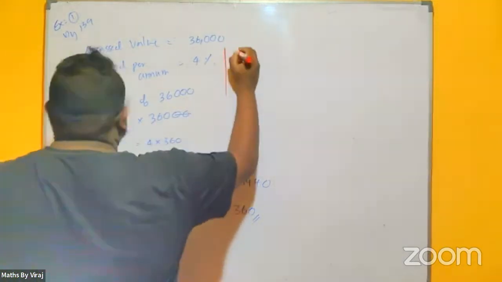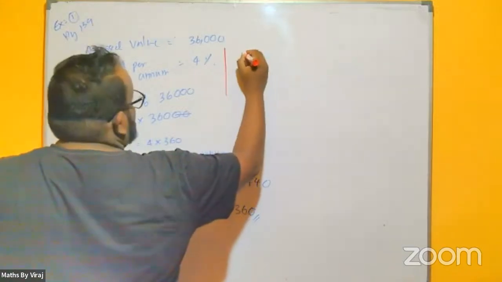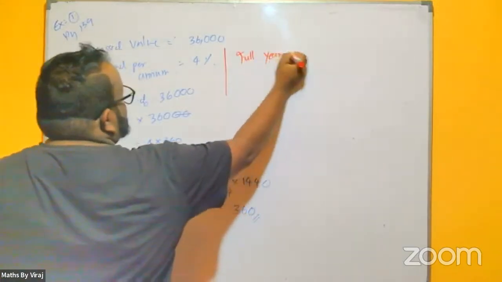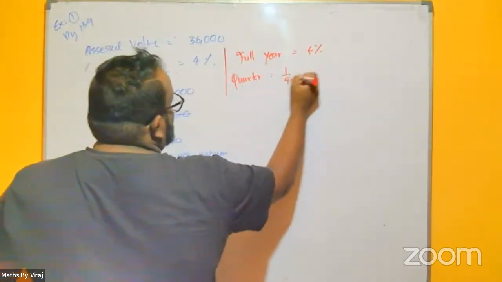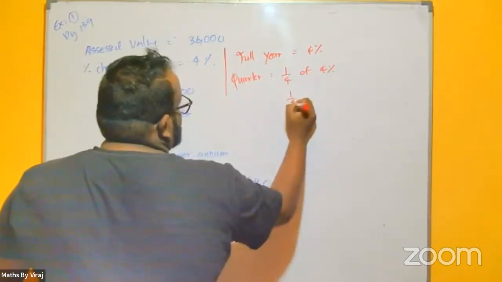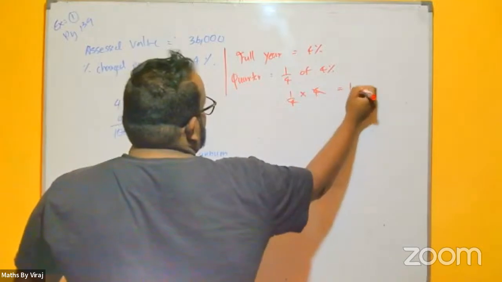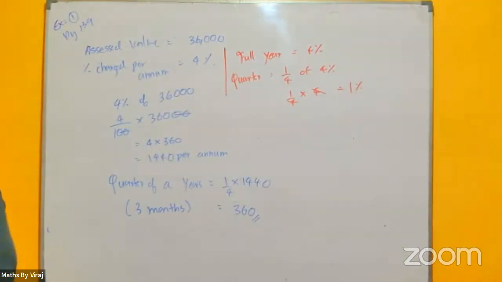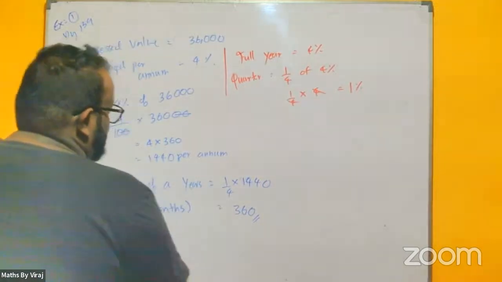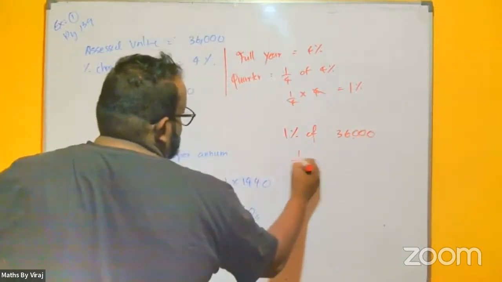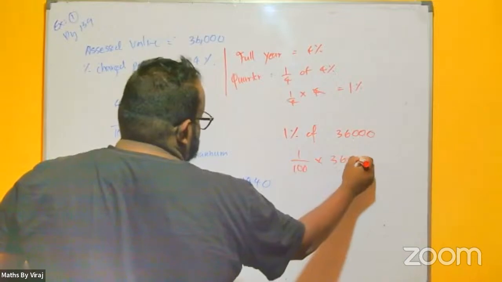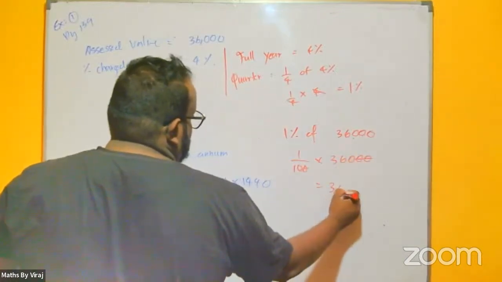Also, you should understand that for the full year it is 4%, and for a quarter it is 1/4 of 4%, that is 1%. So you can directly get the value, which is 1% of 36,000, that is 1 over 100 into 36,000. Now you get the answer as 360.